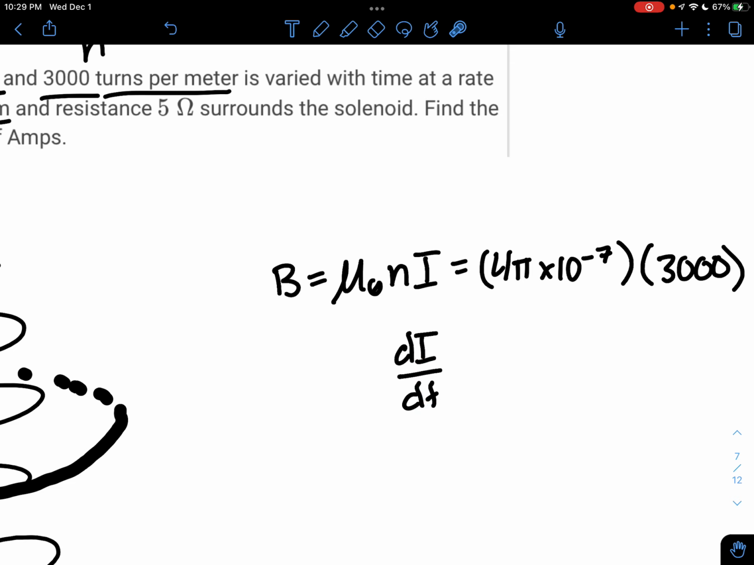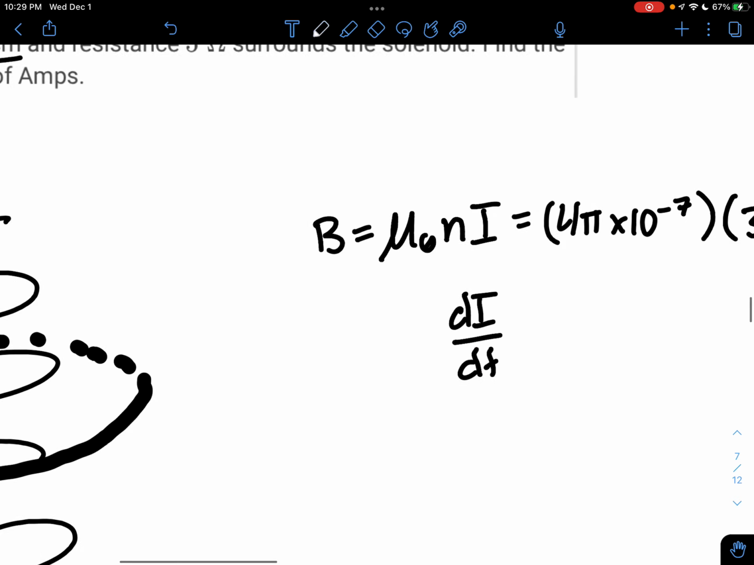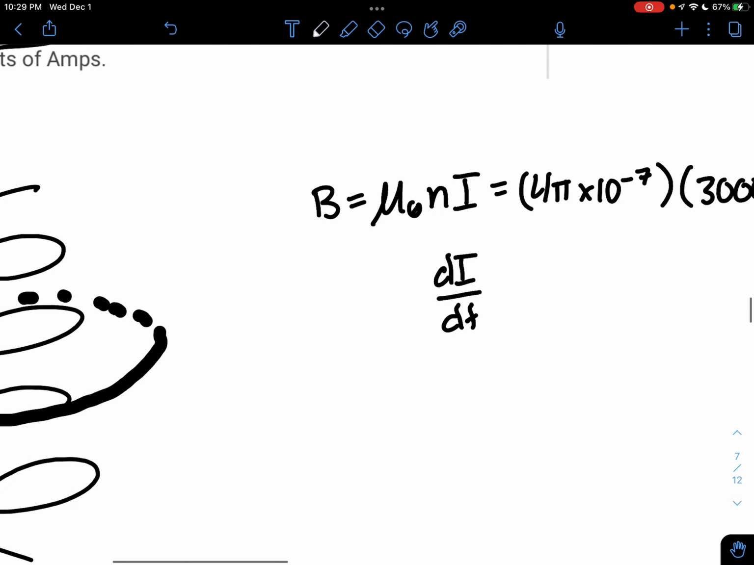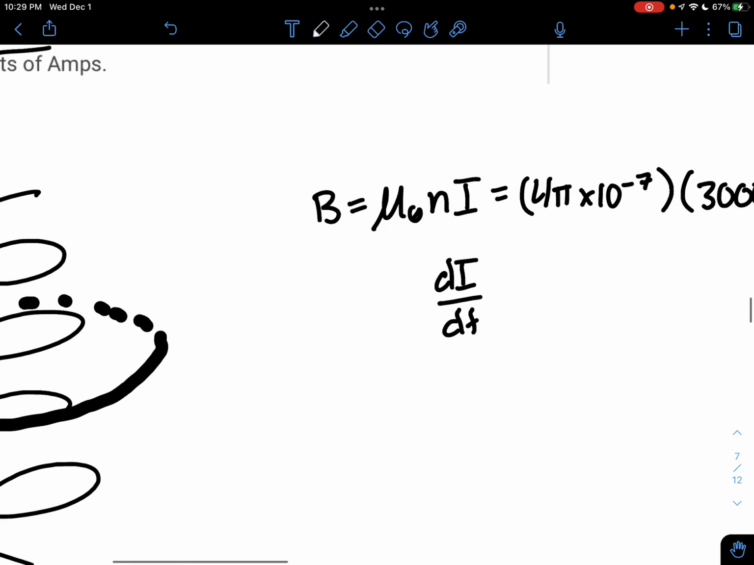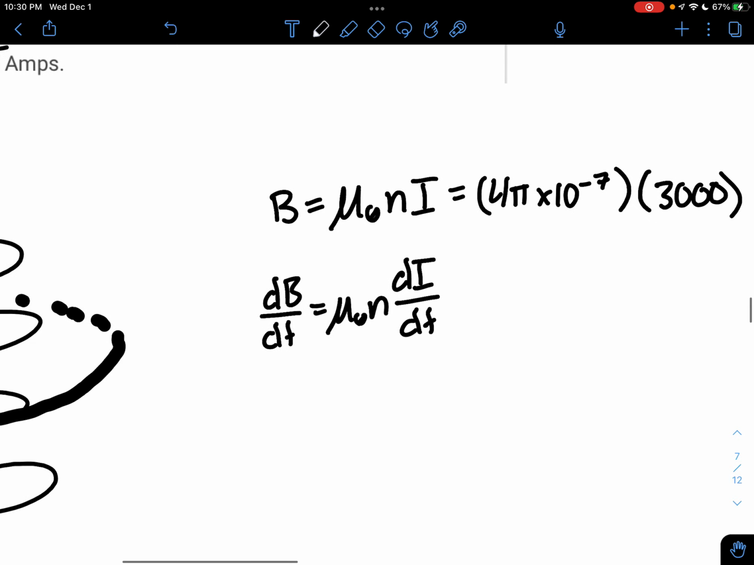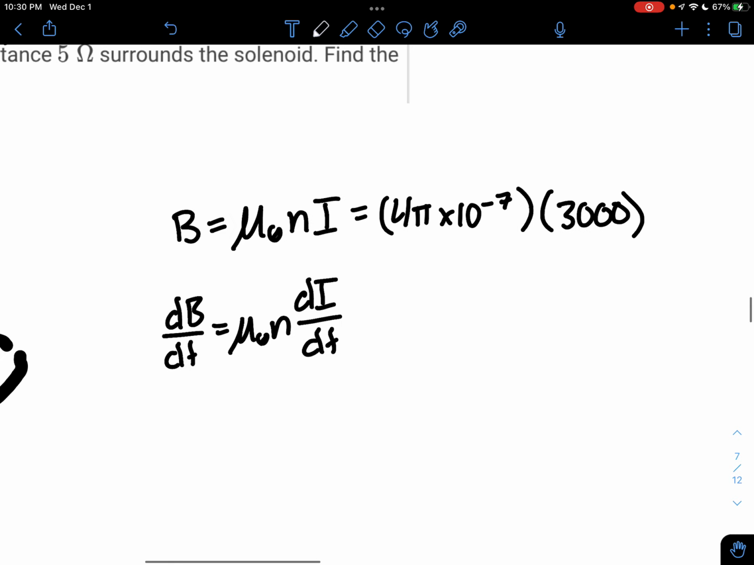So there's our di dt. So we differentiate with respect to time. Our magnetic field is going to be changing with respect to time because our current is changing. So that gives us our dB dt, which is mu naught n times di dt. So we just took the derivative without actually taking the derivative.